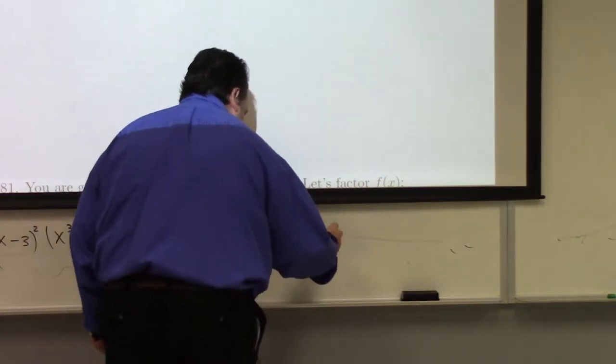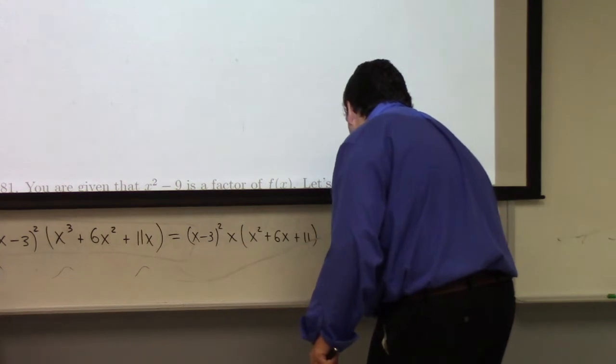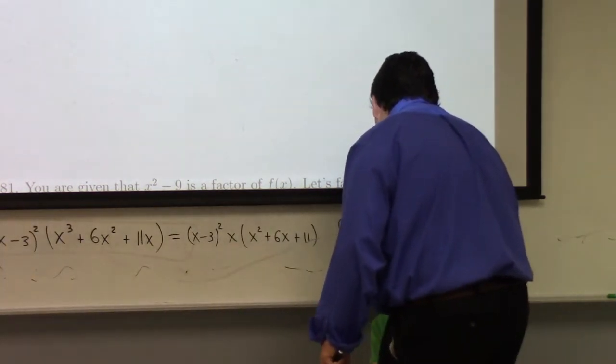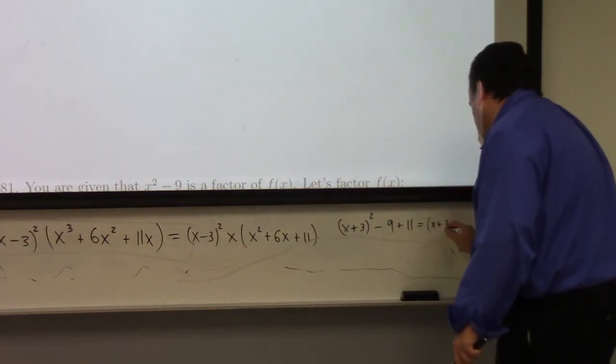Interference. All right, so complete the square on that. We've got x plus 3 squared minus 9 plus 11, which is equal to x plus 3 squared plus 2, right?